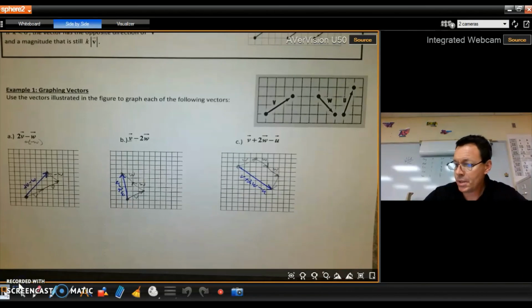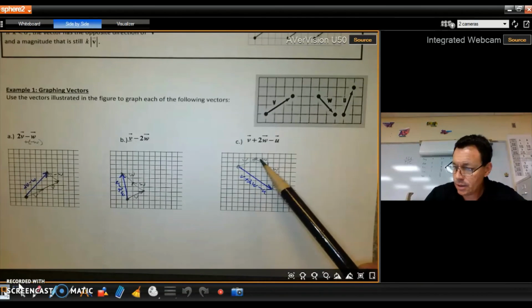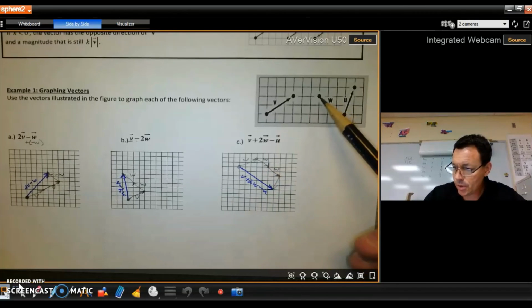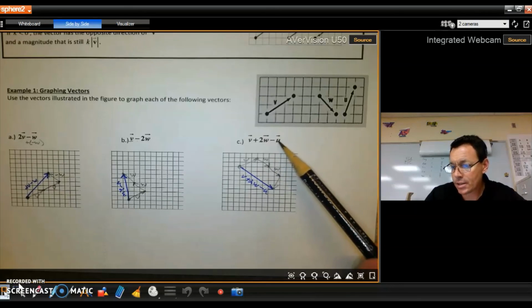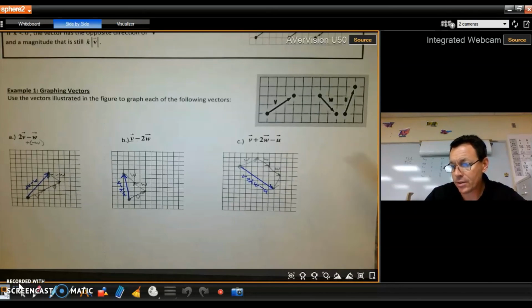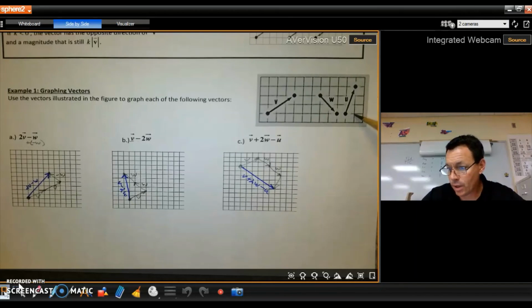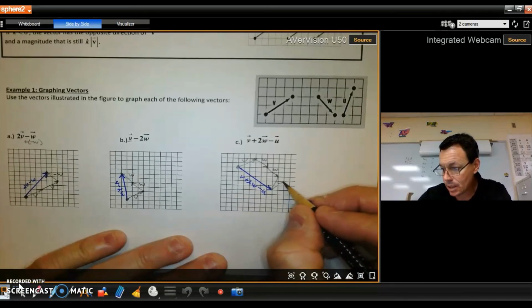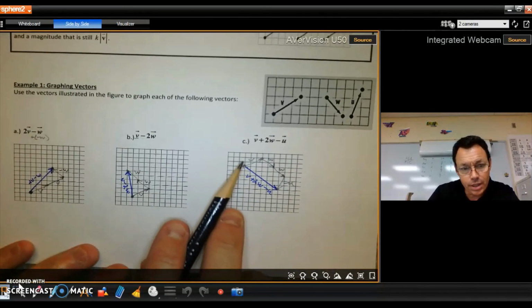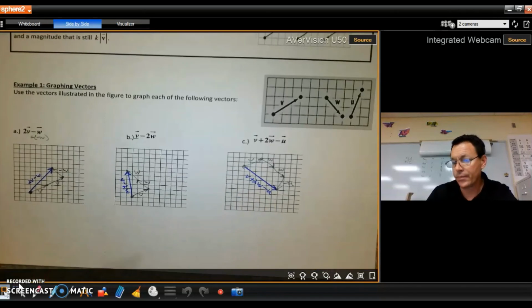All right, and that should be your answer. There's v. I added 2 w's. W goes down to the right, so I went down and to the right. But then I was supposed to subtract u, so I needed to draw a vector in the opposite direction of u. U went right 1 and up 3, so I went down 3 and left 1. That's the opposite of u. And so this is my total vector, v plus 2w minus u.